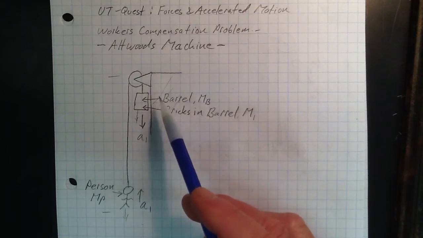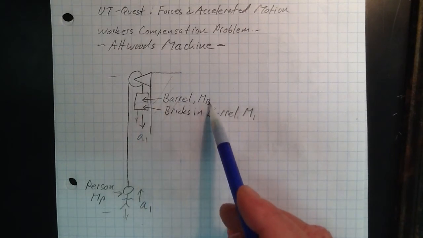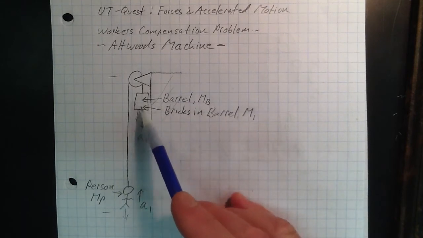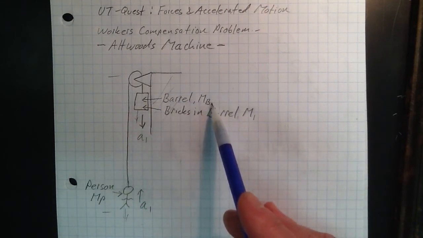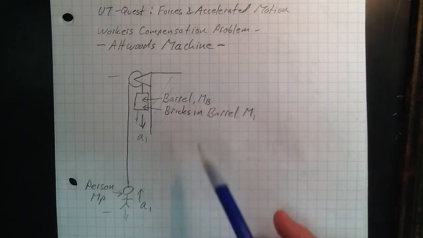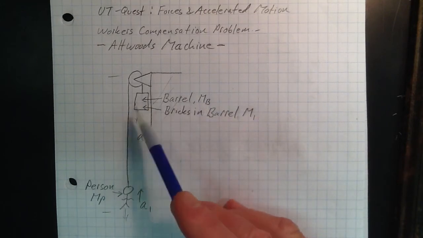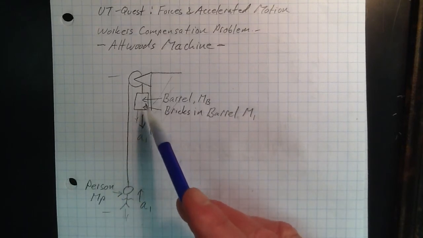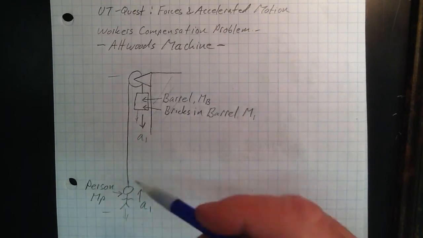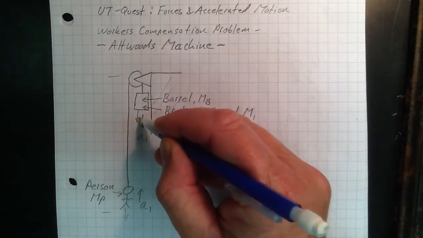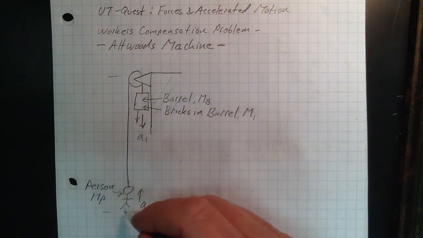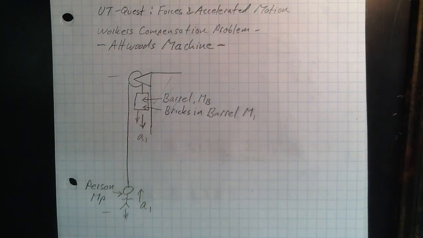Okay, so the first scenario is he's got this barrel, which has some mass, and he filled it full of bricks, which has some mass. So I've got a total mass up here of M bricks plus M barrel. And then he climbs down to the bottom, he undoes the rope, and his mass is far less than this mass. And all of a sudden I have this Atwood's machine. So I have the weight of the bricks in the barrel. That's one force on the Atwood's machine. And then I have the weight of the person. That's another force on the Atwood's machine.